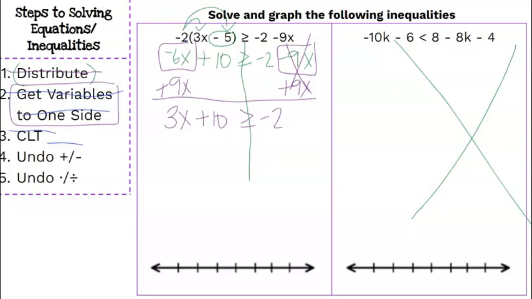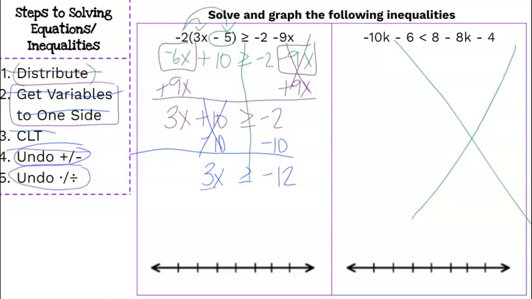Now we have to undo addition and subtraction. We have plus 10, so we're going to subtract 10 on both sides. 10 take away 10 is 0. We're left with 3x is greater than or equal to -2 minus 10. So I'm at -2. I go 10 more negative, which gives me -12. And now we're just left with undoing that multiplication with division. So we're going to divide both sides by 3. X is, we keep the inequality the same, greater than or equal to. Negative 12 divided by 3 is negative 4.